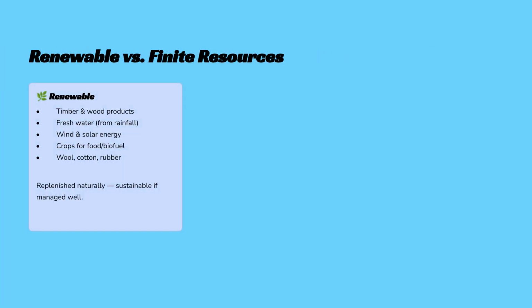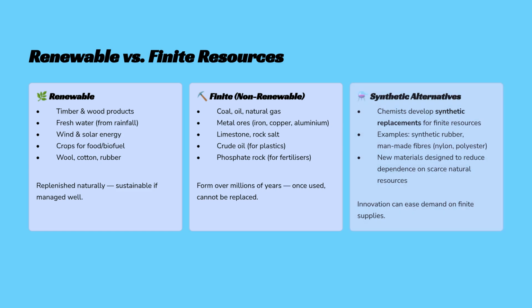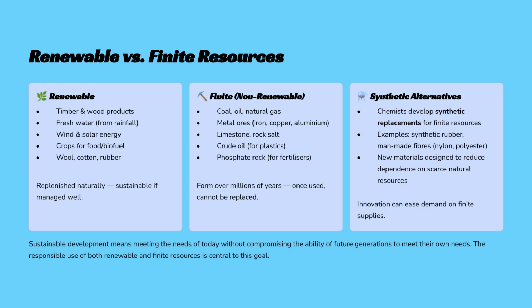Renewable resources, like timber and solar energy, are naturally replenished and sustainable if managed well. Finite resources, like metal ores and fossil fuels, are limited and cannot be replaced once used. Chemists also develop synthetic alternatives, such as man-made fibers, to reduce dependence on finite supplies. Responsible use of all resources supports sustainable development.